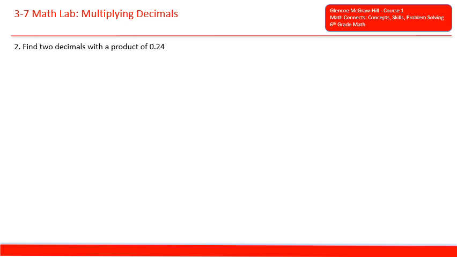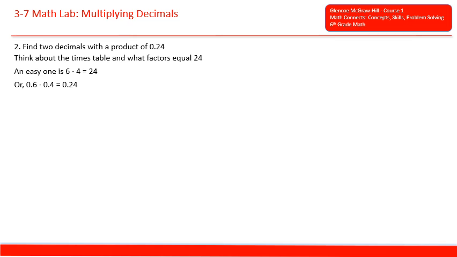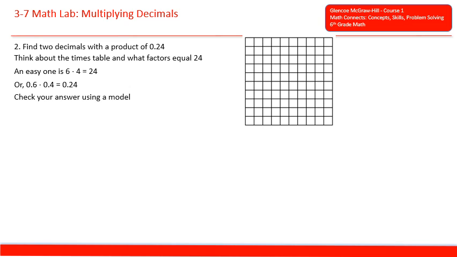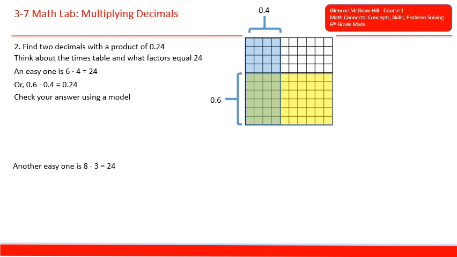Find two decimals with a product of 0.24. Think about the times table and what factors equal 24. An easy one is 6 times 4 equals 24, or 0.6 times 0.4 equals 0.24. And we can check our answer using a model. There's our 10 by 10 grid. There's 0.6 or 6/10, 0.4 or 4/10.